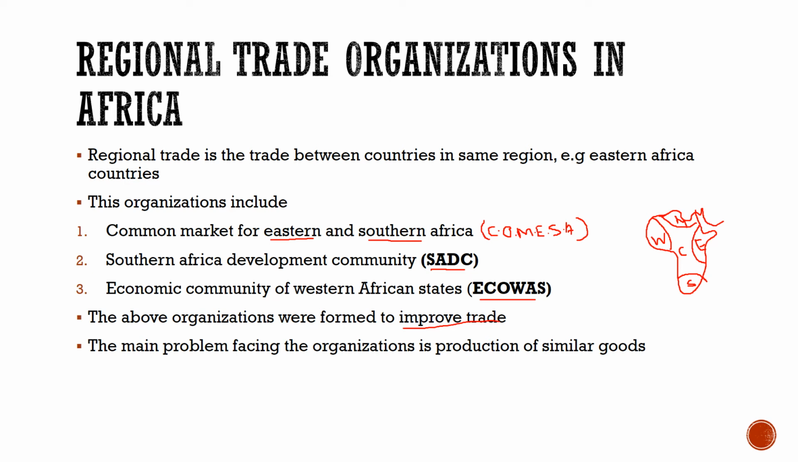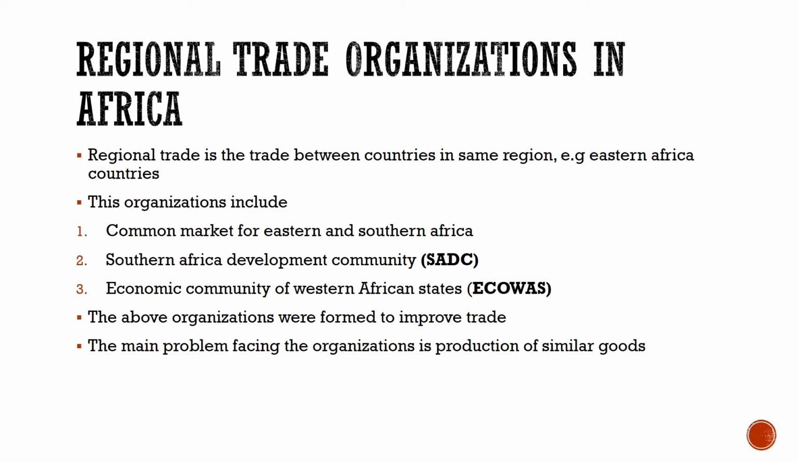And then all these organizations have one major problem which they face. The main problem facing all regional trade organizations in Africa, class 7, is the similarity of goods, or production of similar goods. Production of similar goods is the main problem which faces the regional trade organizations.